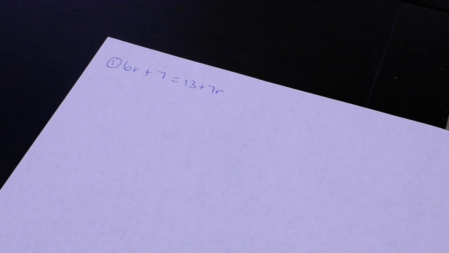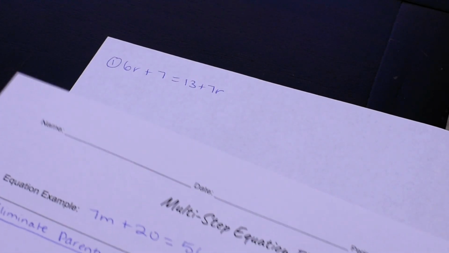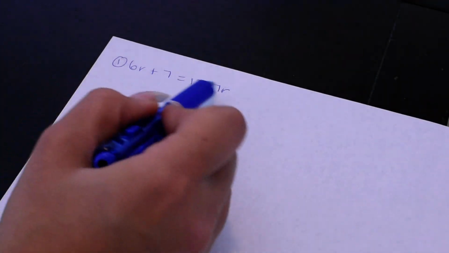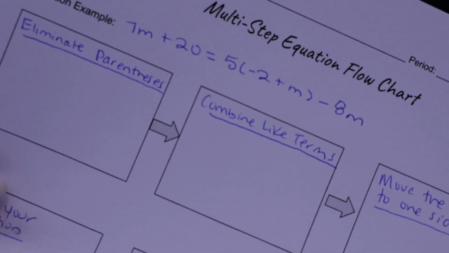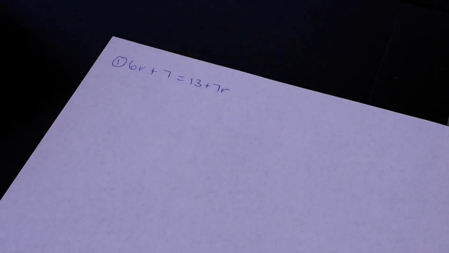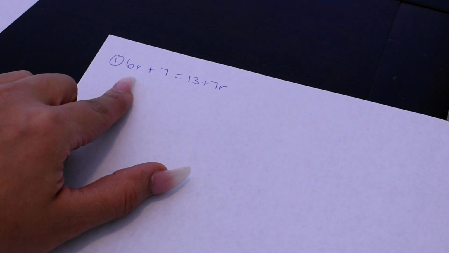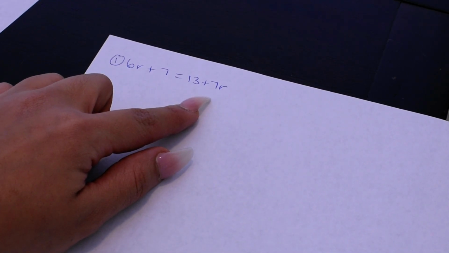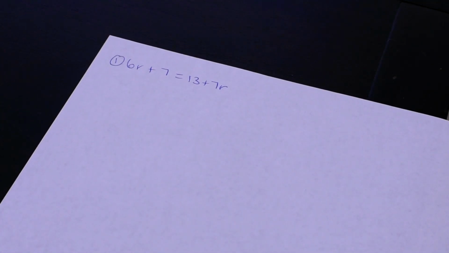I'm gonna use my handy dandy flow chart. Let's go through the steps. My first step, eliminate parentheses. Do I have parentheses? No. Move on. My next step, combine like terms. I look to the left side of the equation and the right side. On my left side is 6r plus 7. No like terms. I'm good. My right side, 13 plus 7r. No like terms. I'm good.